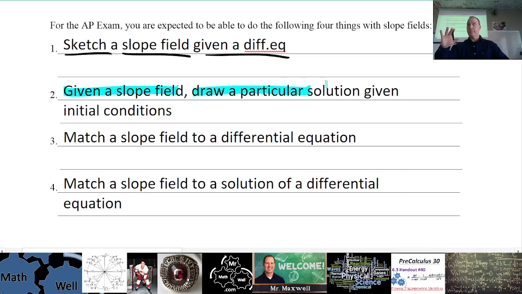And we're going to do that possibly today as well, maybe next day. Match a slope field. So we're going to match a slope field to a differential equation. And finally, number 4, match a slope field to a solution of a differential equation.